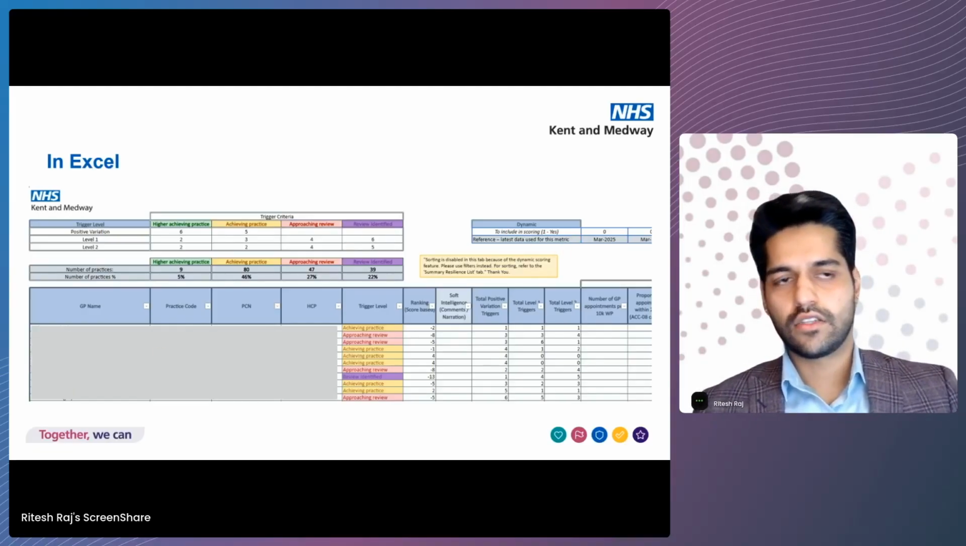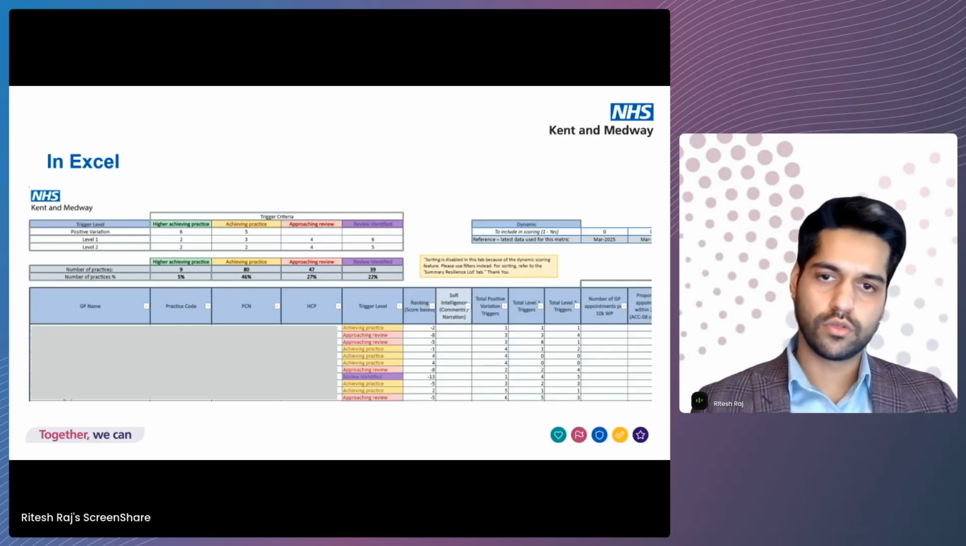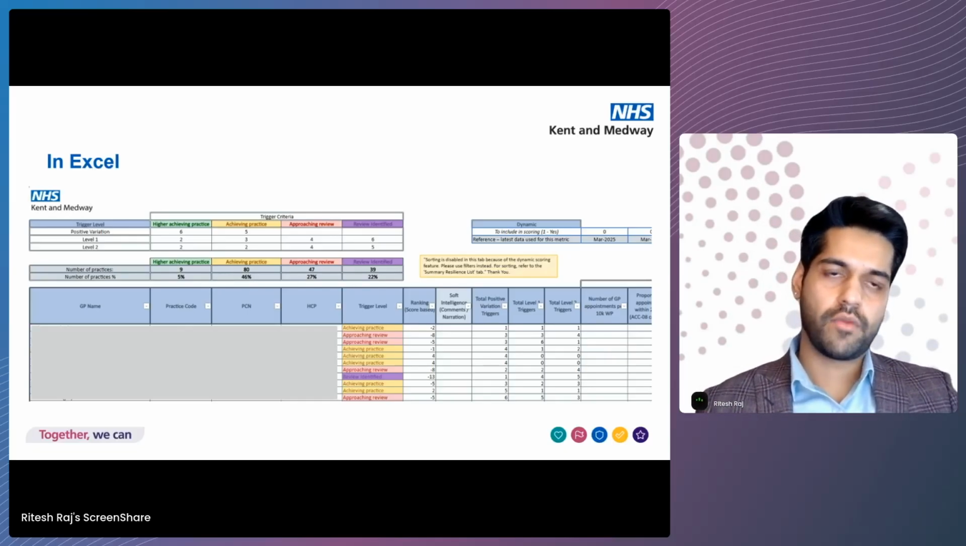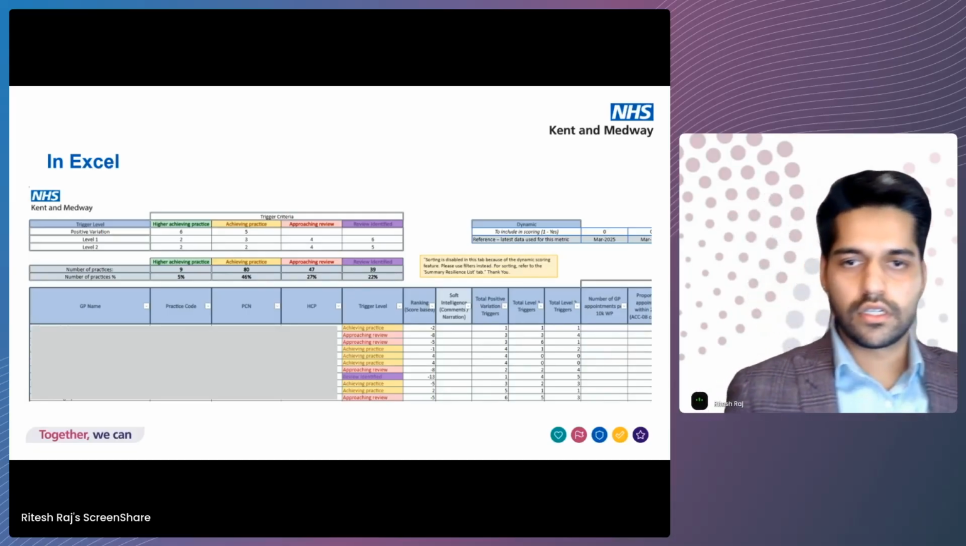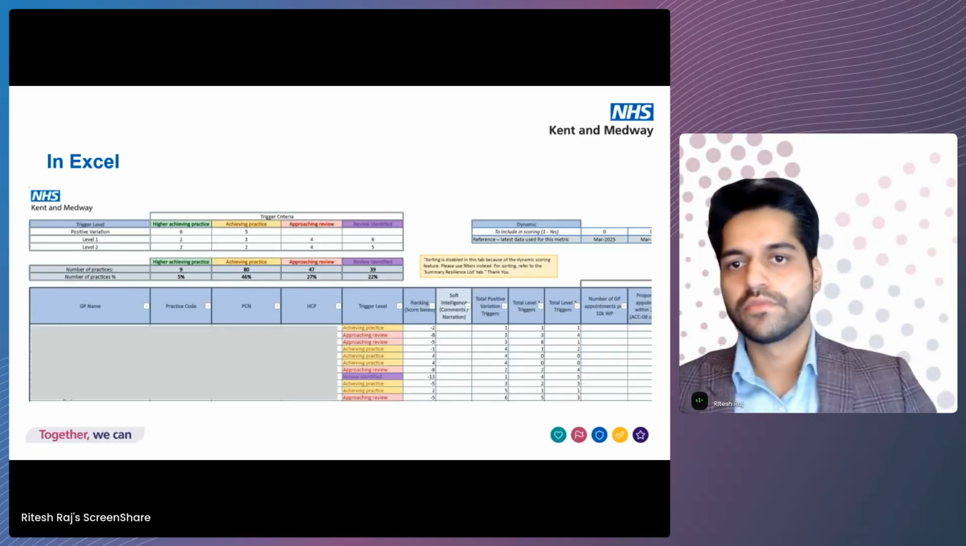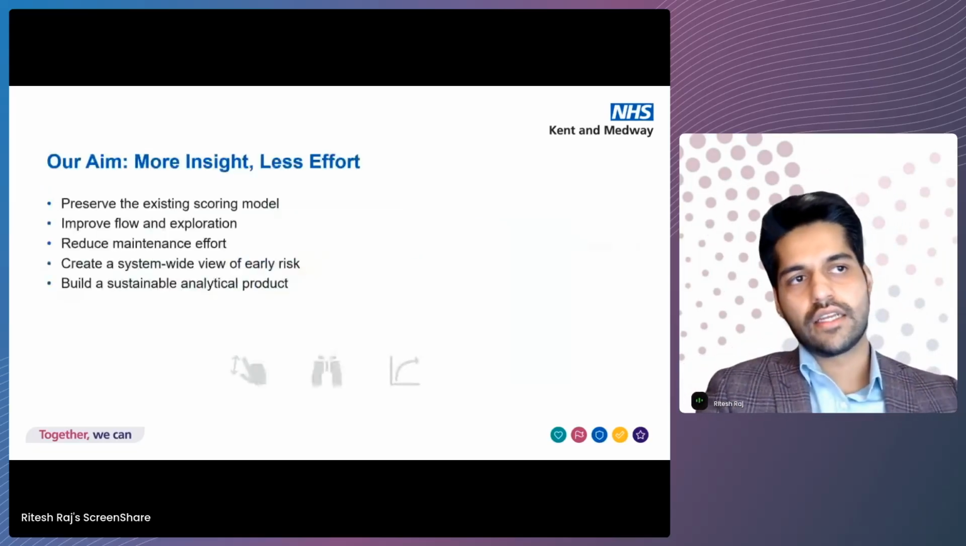So to remind, this is not a benchmarking tool. This is not a performance management tool. This is only a tool that identifies practices before they tip over and helps them with a bespoke support package. So what was our aim? Our aim was more insight, less effort.